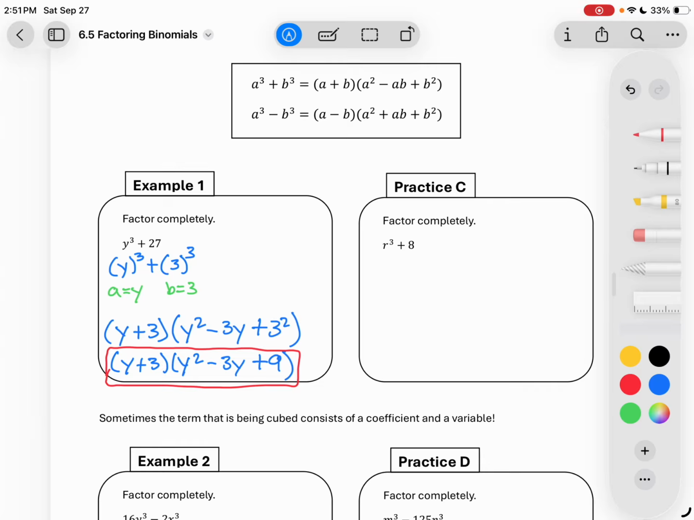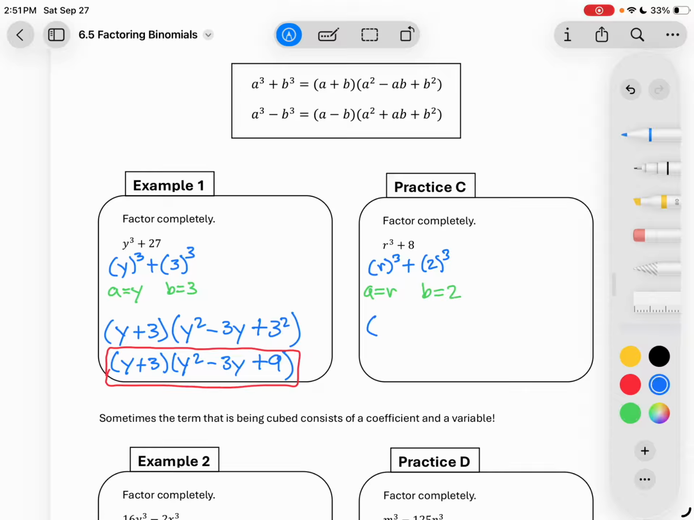If you take a look at practice C, it's similar. It's got r cubed plus 8. Let's identify what is getting cubed. So this is r getting cubed plus 2 getting cubed, right? 2 is the cube root of 8. So anywhere there's an a, we're going to put r. Anywhere there's a b in the pattern, we're going to put 2.